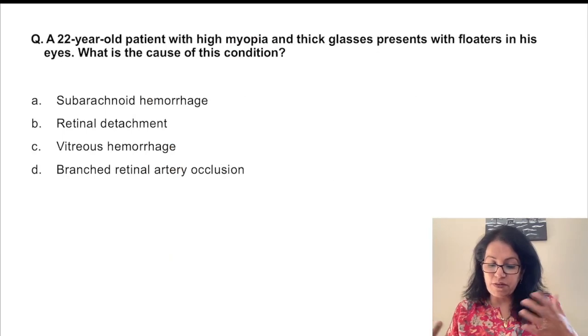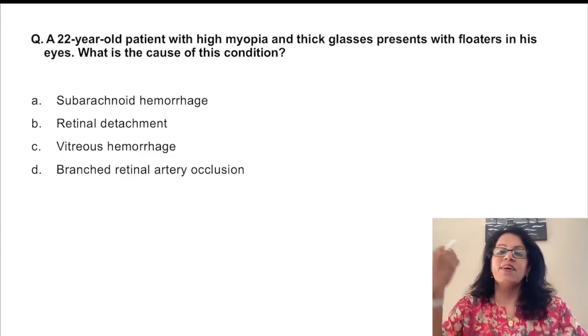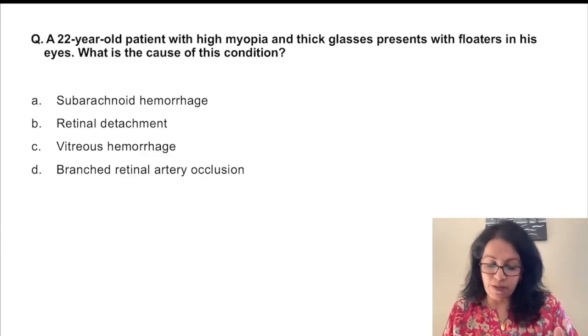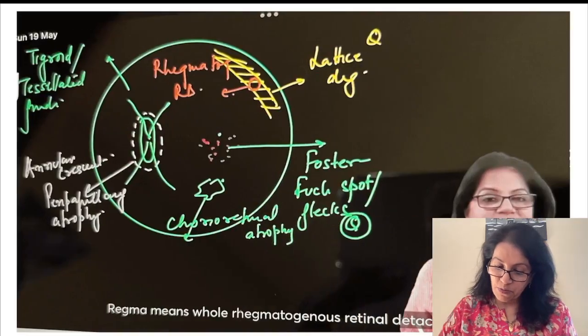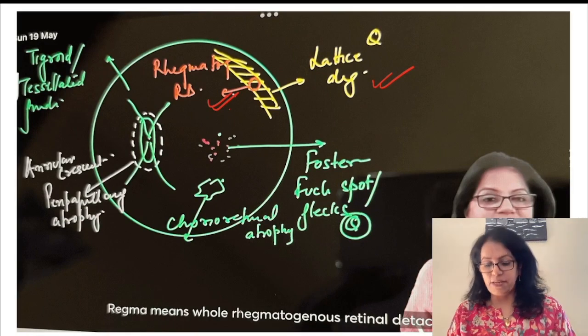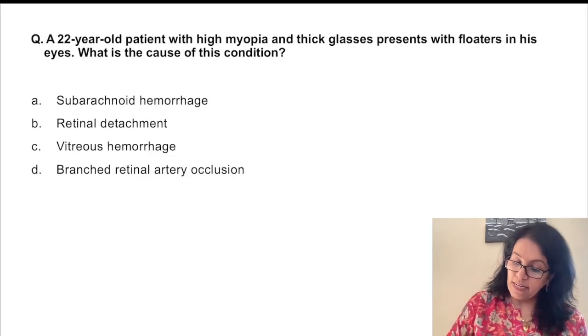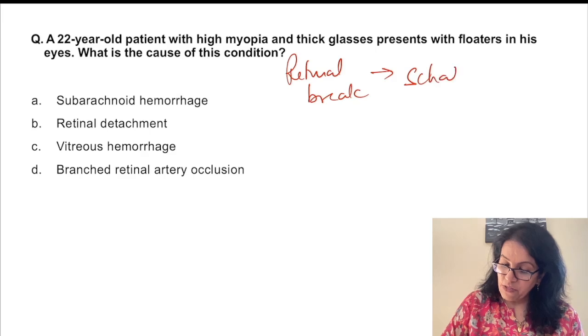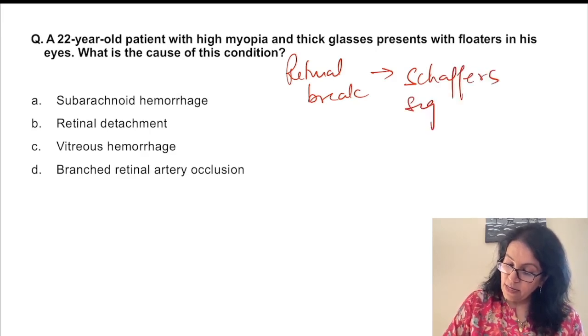We come to the next one. A 22-year-old patient with high myopia, thick glasses and floaters. You all know floaters are what? Opacities in the vitreous cavity. What comes to mind first? We are talking about pathological myopia. Therefore, our answer should be what? You all know in pathological myopia there is lattice degeneration, which can finally lead to hole formation and rhegmatogenous retinal detachment. And these floaters, which are too many floaters due to the retinal break, can be due to pigment dispersion. What do we call that? Schaffer's sign. We are talking about actually rhegmatogenous retinal detachment and Schaffer's sign.